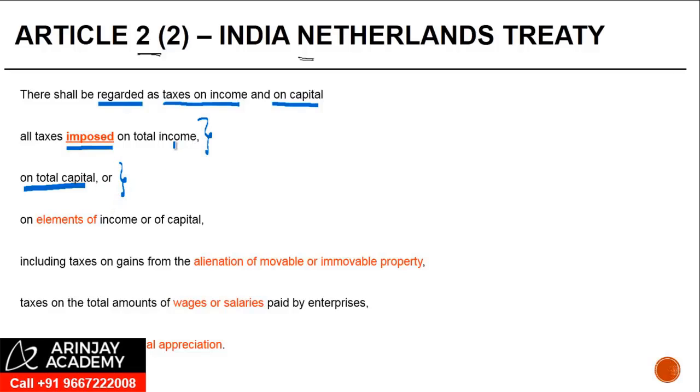capital. Now, what is the meaning of income here? Generally, the word income is not defined in the treaty. Therefore, you can consider for Indian income tax purposes at least the definition which is given in section 2 subsection 24 of the Income Tax Act for the purpose of ascertaining what are the taxes which are imposed on total income, on total capital, or on elements of income or of capital.